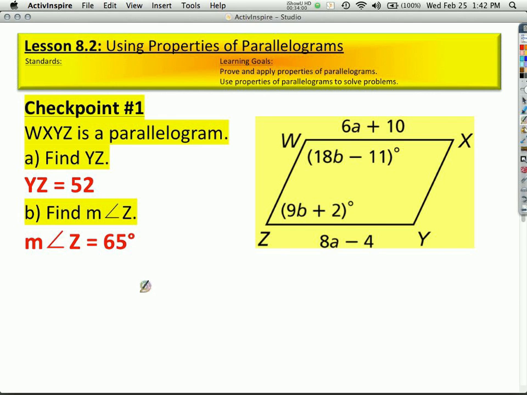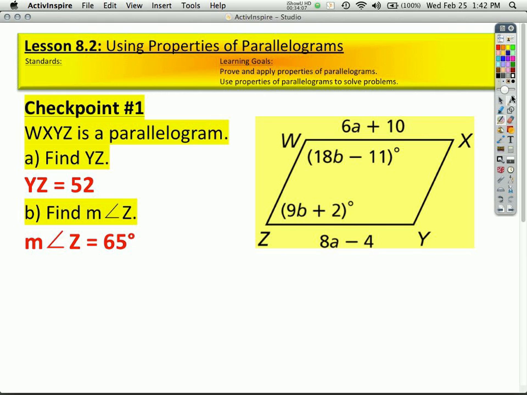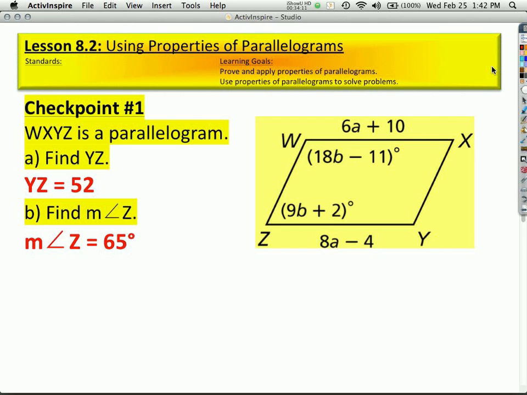Tristan. Okay, how'd you find the measure of angle Z? We got a whole bunch of people who had some ideas. 1, 2, 3, 4. And what did you get? Okay, so go ahead. Tell me what your equation was.